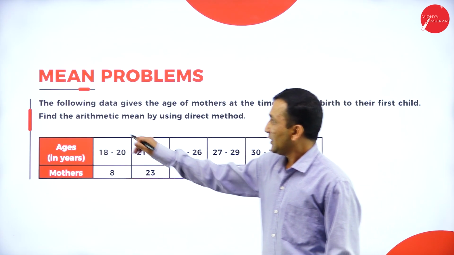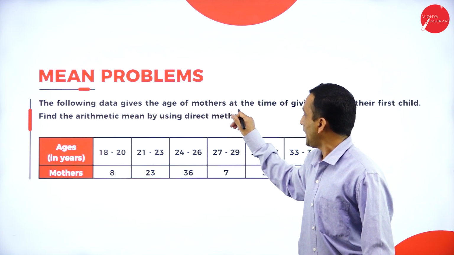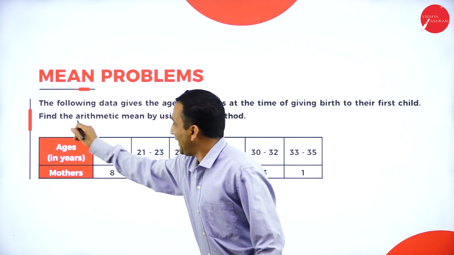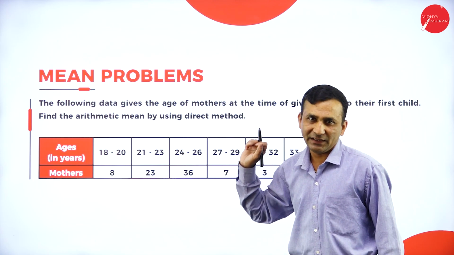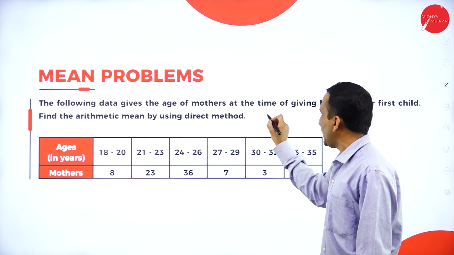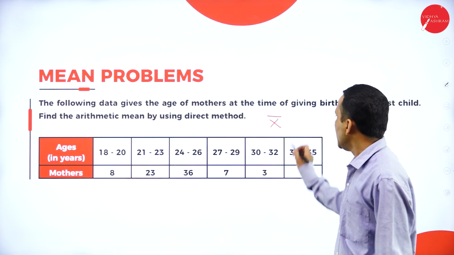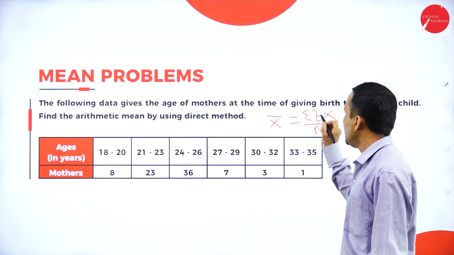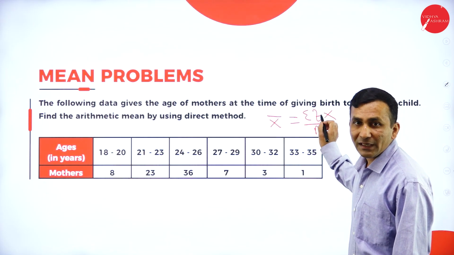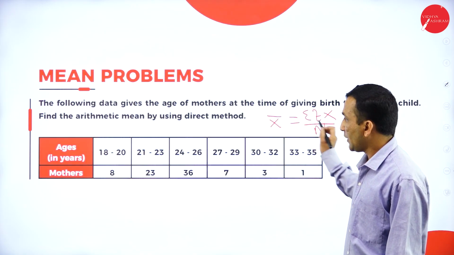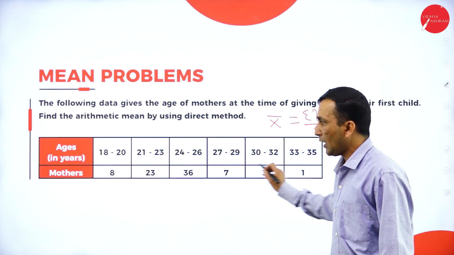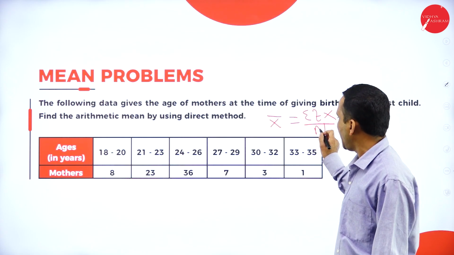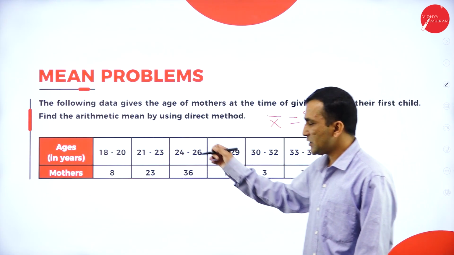So the first problem: the following data give the age of mothers at the time of giving birth to their first child. Find the arithmetic mean by using the direct method. The direct method is symbolically, when we write arithmetic mean, x bar is equal to sigma fx divided by capital N. Sigma fx, according to the formula, we need to calculate. N is the frequency total, the number of observations. The total of frequency when we take summation together is capital N, because this is grouped data.